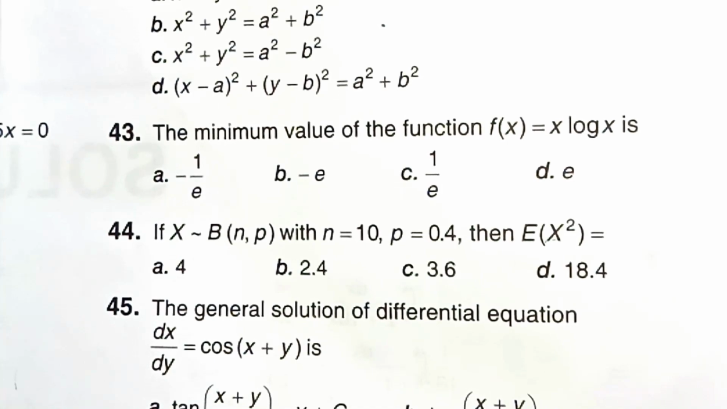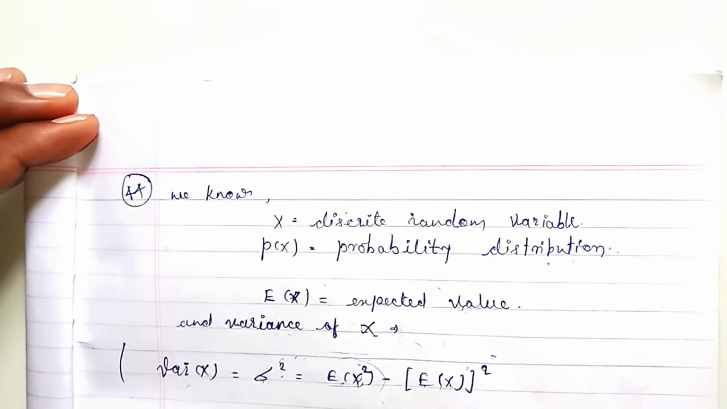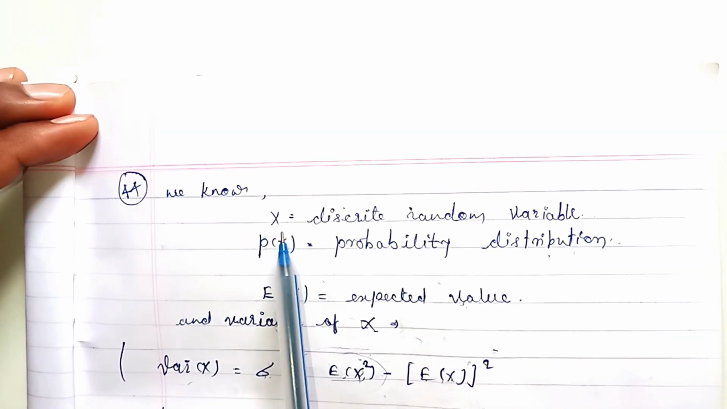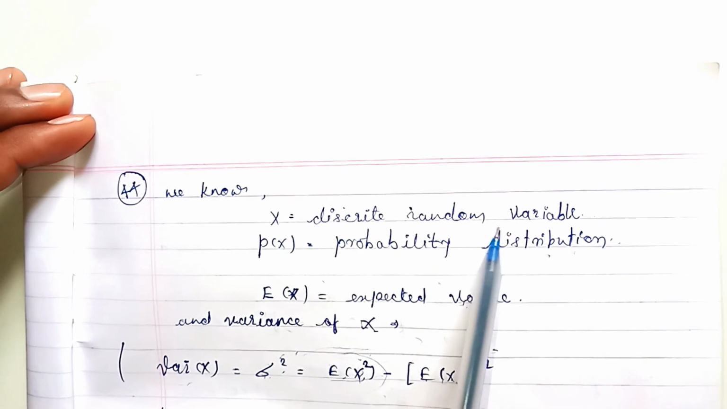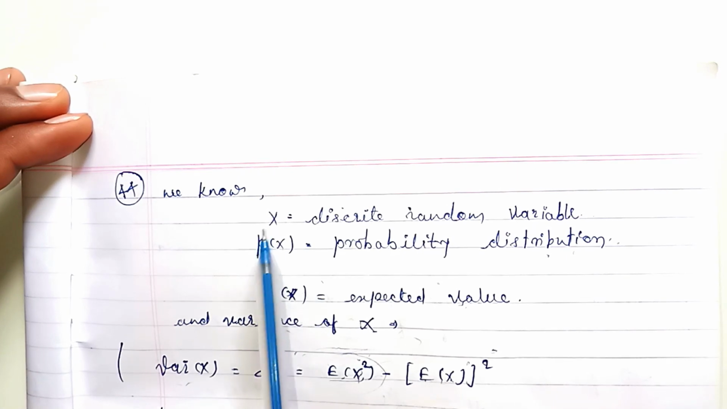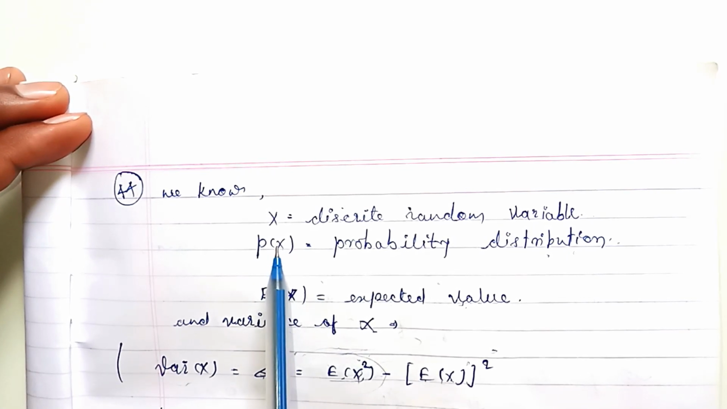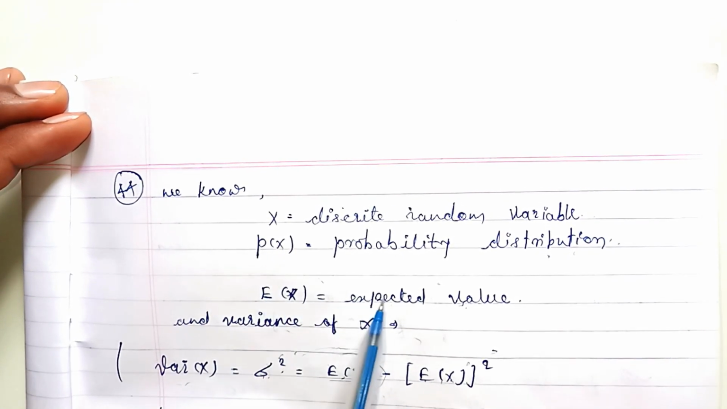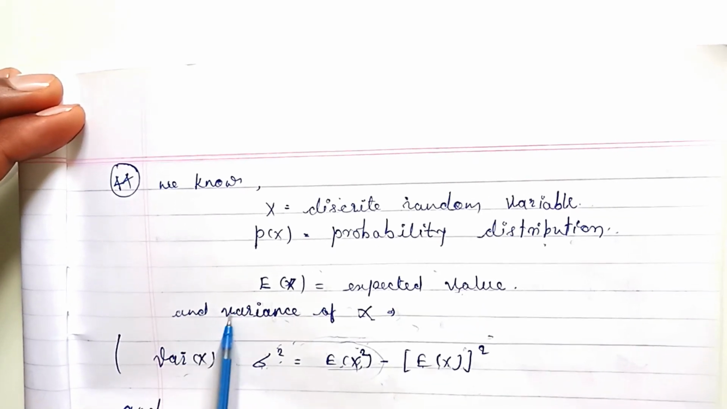Okay, so let's get started with today's solution. I will explain the easiest way to find the solution of our example. Here in our solution, we are given X, and we know that X is a discrete random variable. P of X is a probability distribution, a standard notation that we studied already in our previous lecture. E of X is the expected value, and then the variance of X.